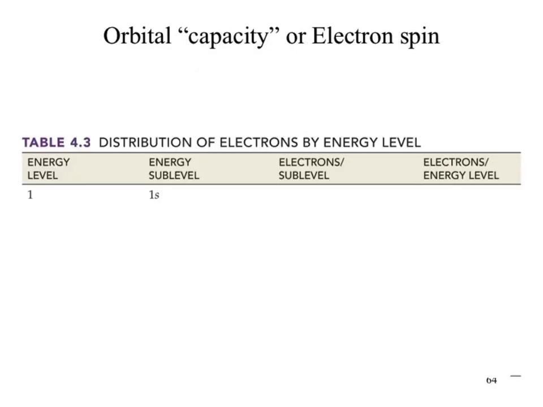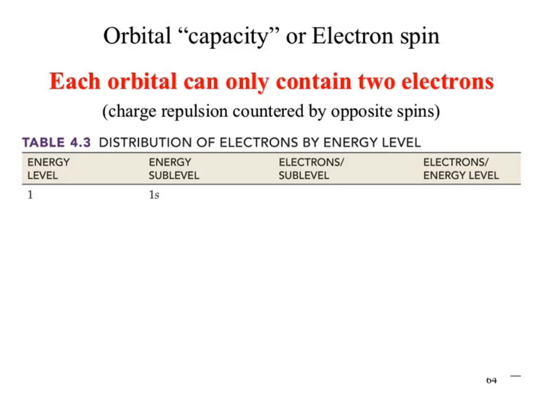So, orbital capacity for the first energy level, how many electrons fit in the sublevel? 2, because the s orbital can only hold 2. How many electrons in the energy level for 2? Or sorry, for the first energy level? 2.